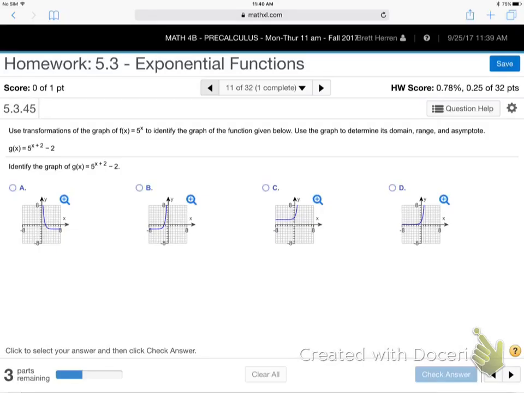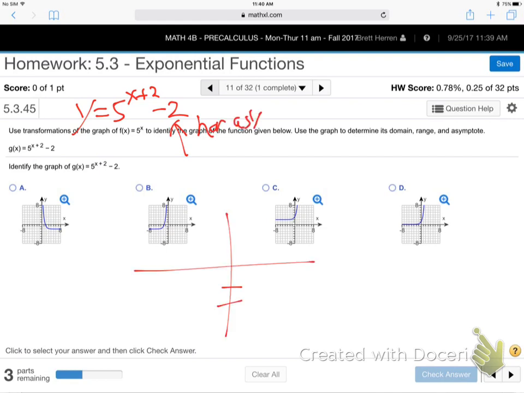Okay, so we got y equals 5 to the x plus 2, minus 2. So the minus 2 is the horizontal asymptote. What's the a? It's 1. So it means it hits 1 above that. Good there?